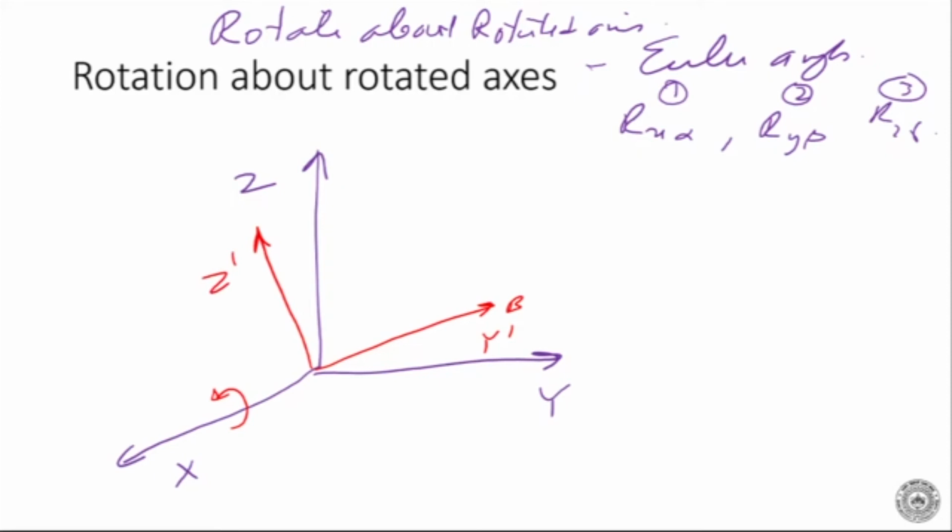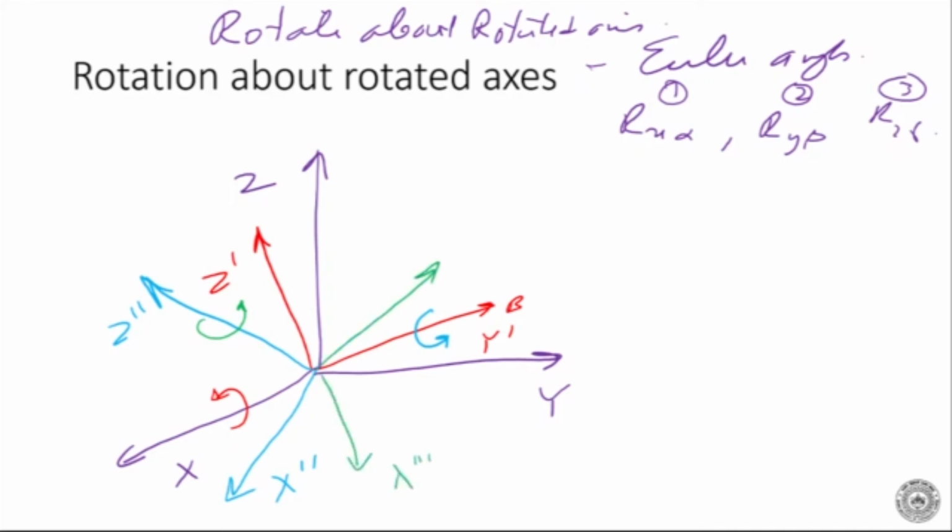The second one, now what happens is I'm rotating about the y-axis now. So what will happen is z will go there and x will come here. And the third one, I'm rotating about the rotated z-axis. So the rotated z-axis is this one. So I'm rotating like this now. So what will happen is this will come here and that will go there. x triple dash and y triple dash.